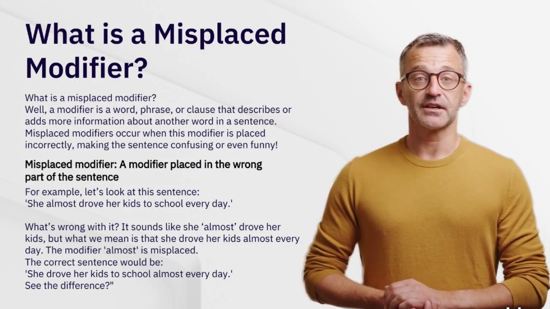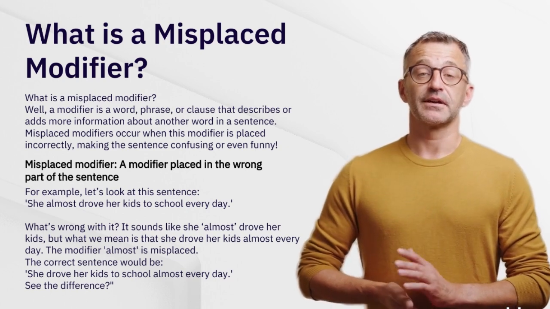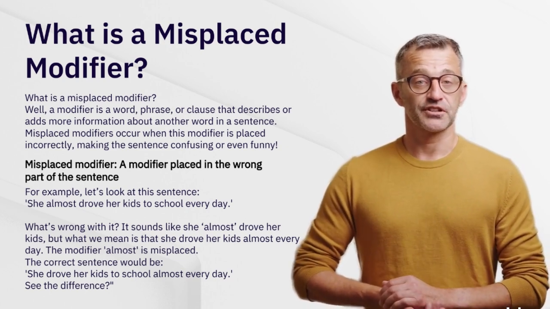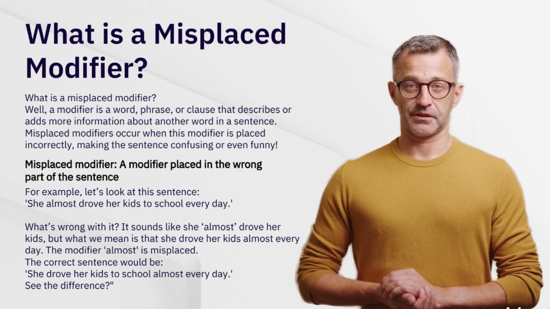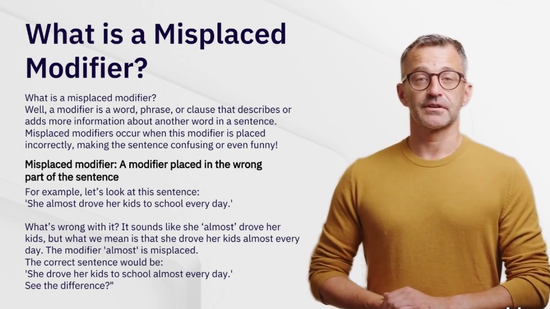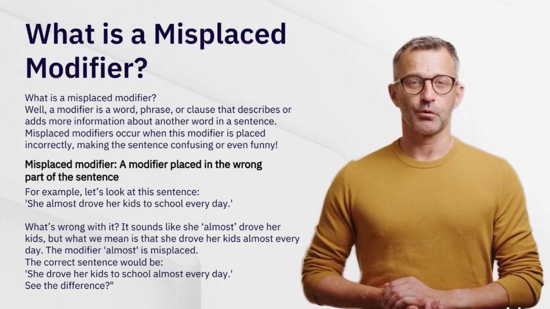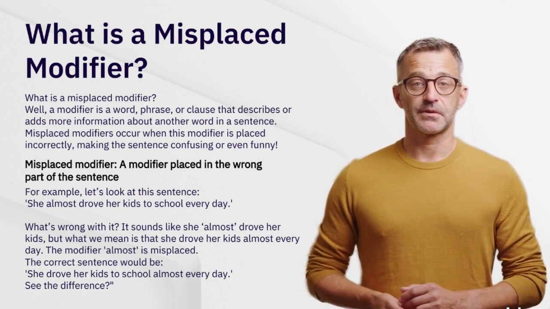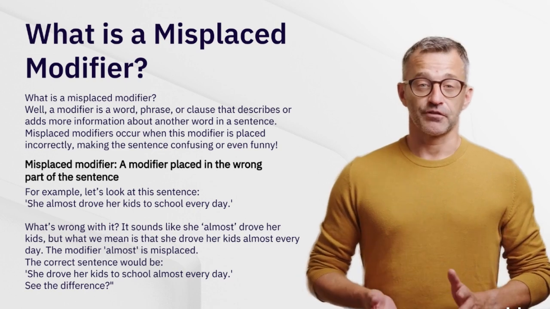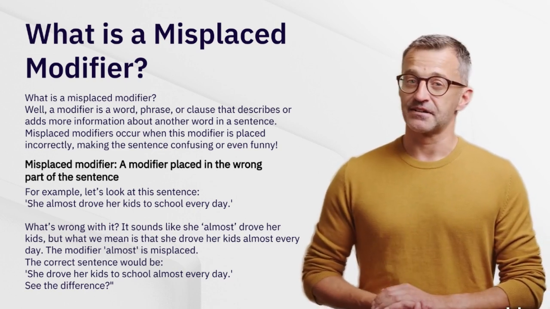Well, a modifier is a word, phrase, or clause that describes or adds more information about another word in a sentence. Misplaced modifiers occur when this modifier is placed incorrectly, making the sentence confusing or even funny. Misplaced modifier: a modifier placed in the wrong part of the sentence.